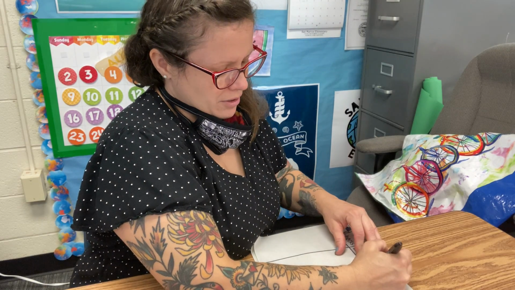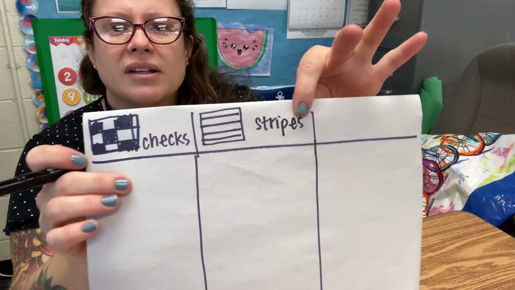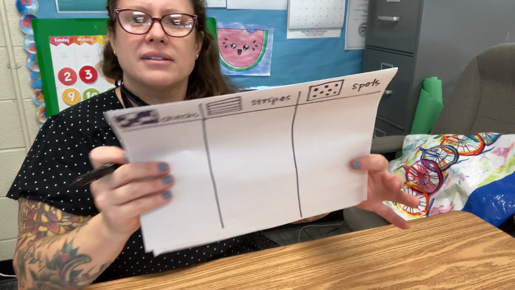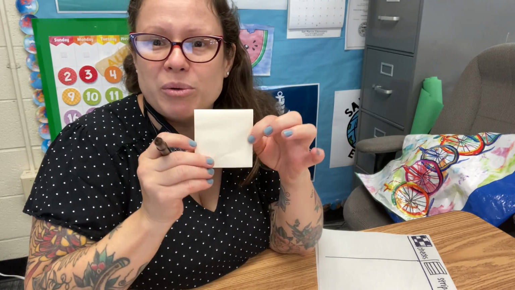So I'm just making stripes, writing the word stripes. There's my stripes design. And then last we had spots. I'm wearing spots today. All right. Took me about a minute. You can do it. All right, so now is when I'm gonna get my Post-its.